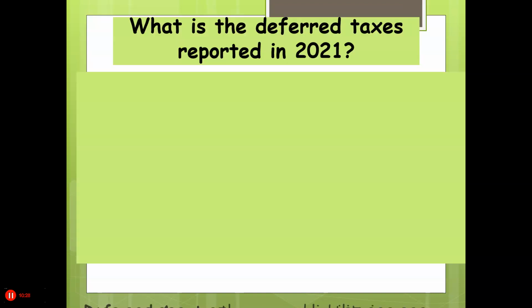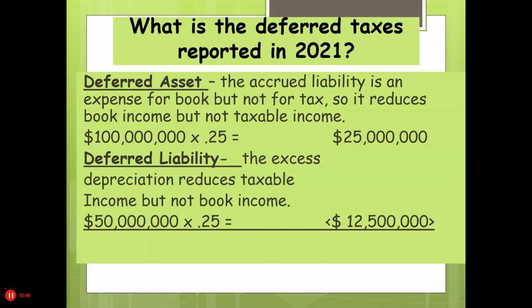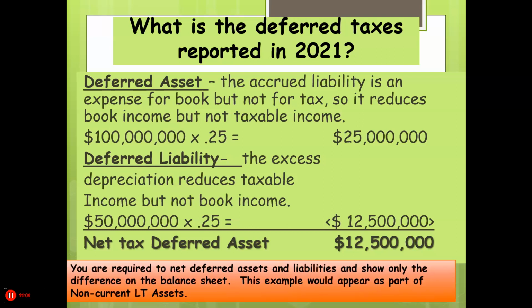So first, what's reported? We would have the $100 million times 25%. So remember, first, the accrued liability is book income, but not taxable income. The excess depreciation reduces taxable income, but not book income. So we have a net deferred tax asset, because remember we always have to net them together when we look at them on the balance sheet. So we would have a net deferred tax asset.